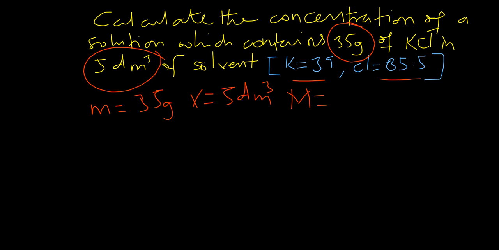You add the two, you're going to get 74.5 gram per mole. So that's the molar mass of the potassium chloride. So we have the most important information in the question. But I will need us to pay attention to something.